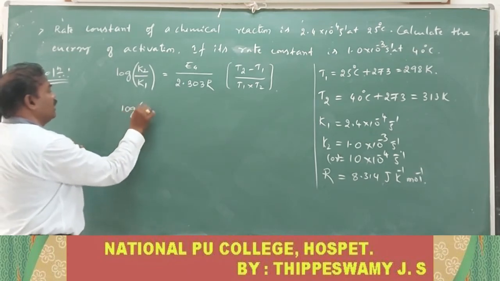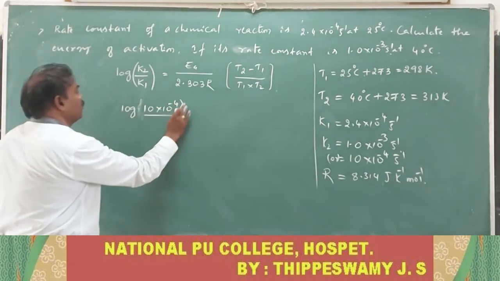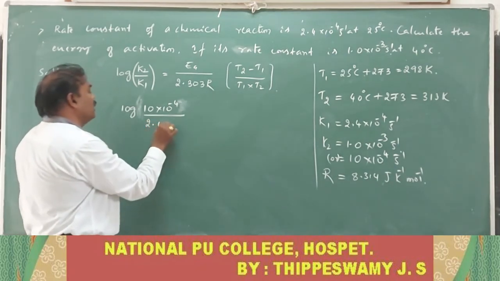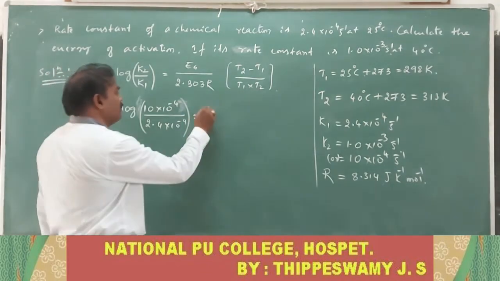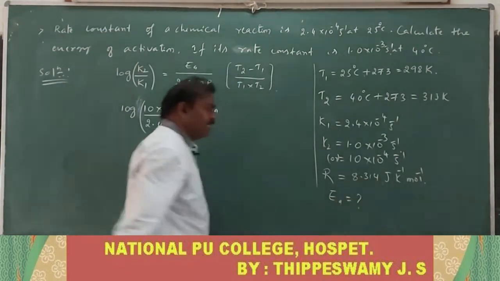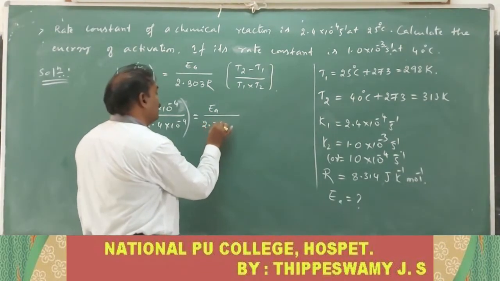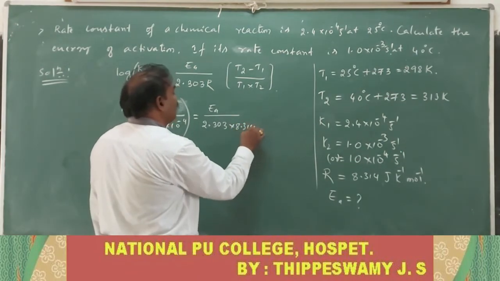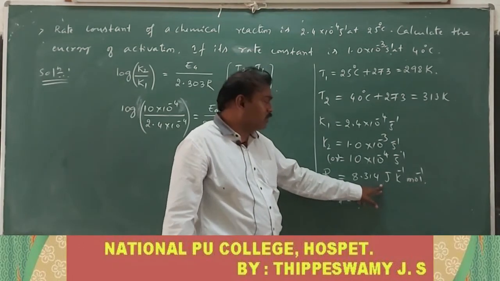K2 will be 10 log 10 into 10 to the power minus 4, divided by K1 value. What is the value of K1? K1 will be 2.4 into 10 to the power minus 4 only, okay. Now this is equal to EA. You write EA as it is because we have to find the activation energy of the reaction. Now EA divided by 2.303 into, what is the value of R? 8.314 joules per Kelvin per mole. The value of R in the SI system is in joules only.